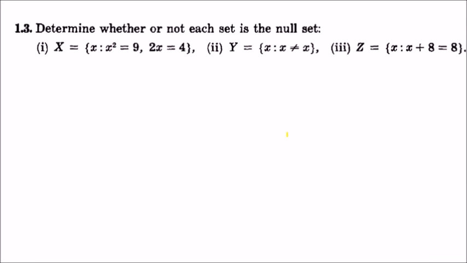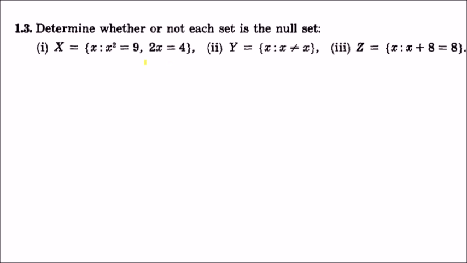Problem 1.3. Determine whether or not each set is the null set. So yun lang, no? Aalamin natin kung null set ba ang mga ito or hindi. Let's start with number 1. Set X equals {x such that x squared equals 9 and 2x equals 4}. So, may dalawang equation na given dito.